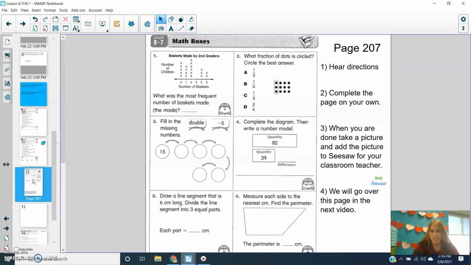Our math box page is page 207. I'll talk about the directions and I'll ask that you complete this page on your own. When you're all done, take a picture and add that picture to Seesaw for your classroom teacher. We will go over this page in our next video.